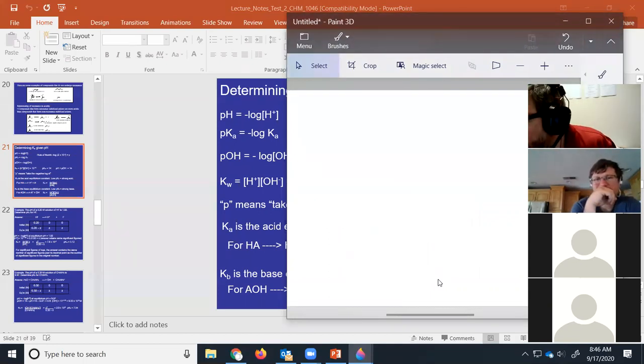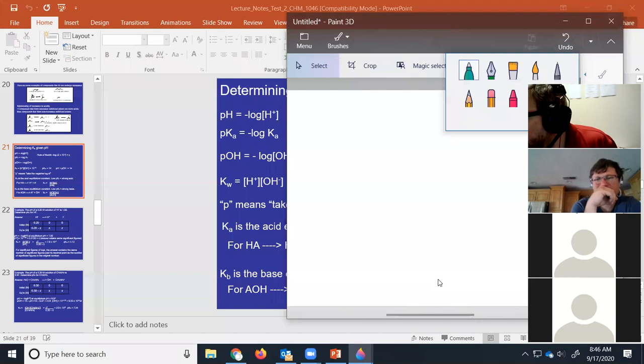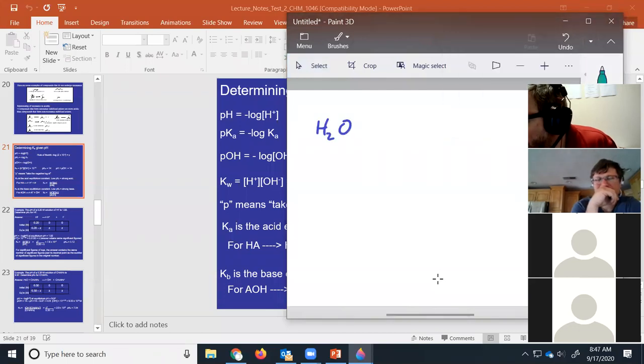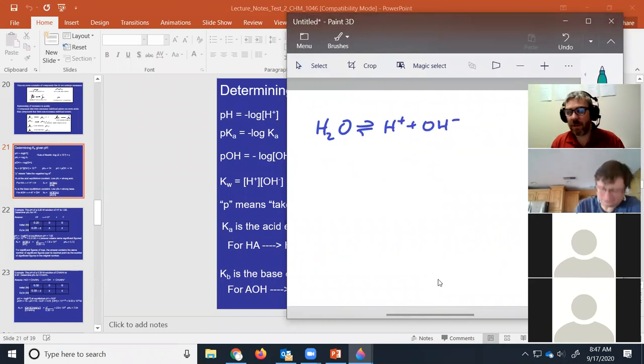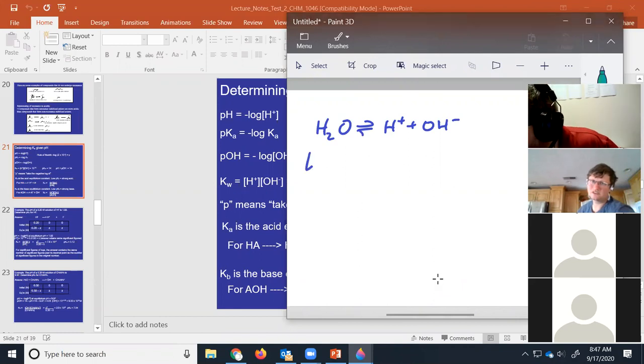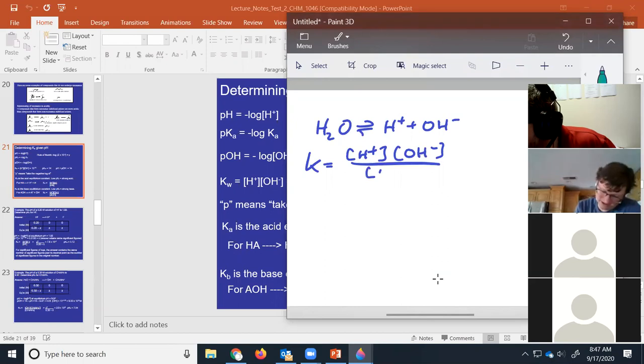What we know about water is that it actually dissociates, at least to a very small degree, into H plus and OH minus by a 1-to-1 ratio. Not much H plus and OH minus, but it does do that. So we can write a K expression for that, that looks like this. H plus times OH minus over the concentration of water.